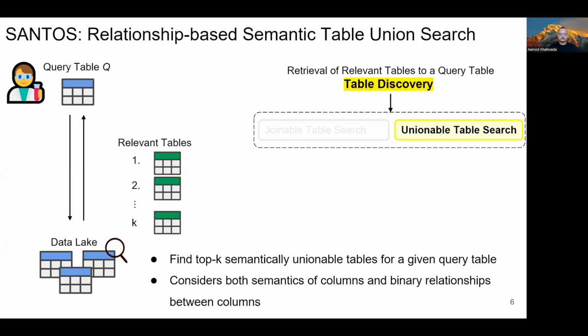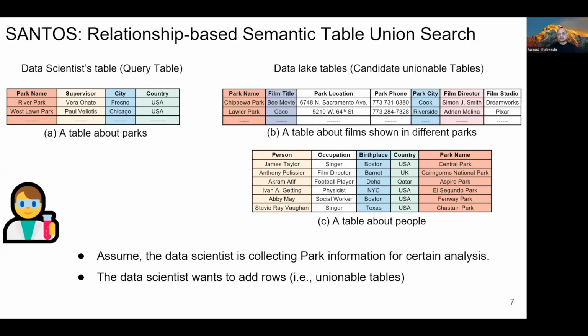To make the use case concrete, let's assume that we have a data scientist who is collecting information about different parks for certain analysis. Let's assume that the data scientist already has a query table as shown in table A, which contains information about the park like park name, supervisor of the park, the city in which the park is located, and the country of the park. Let's consider that the data scientist wants to add more rows to this table.